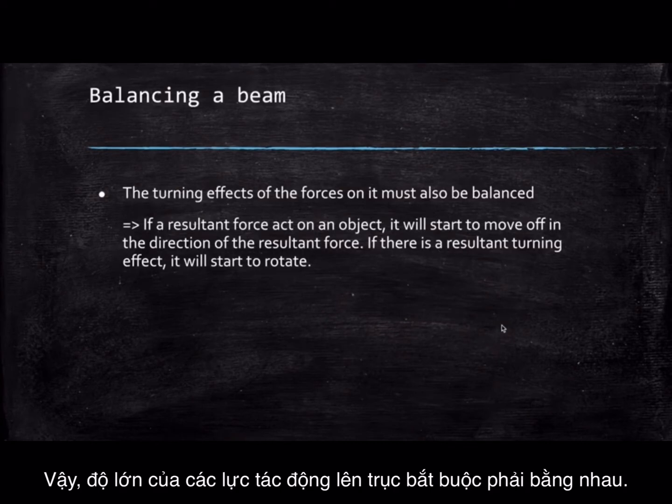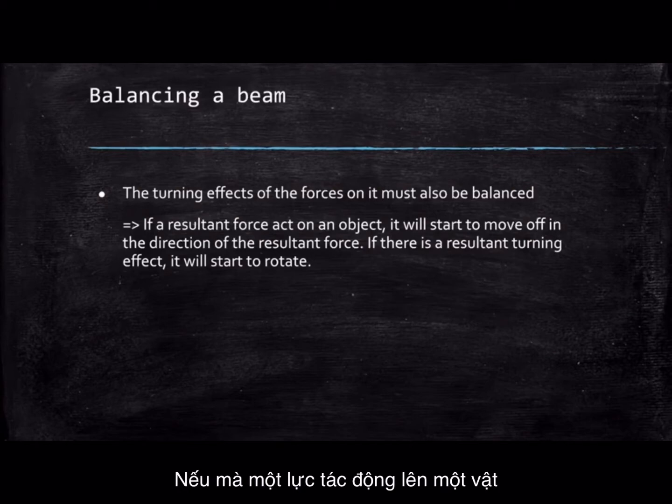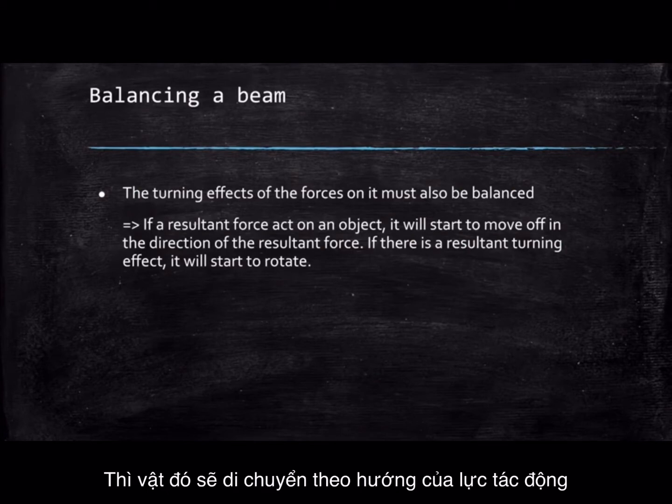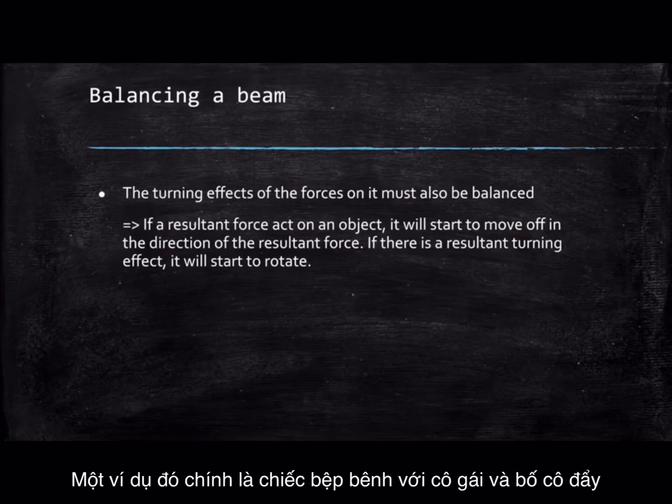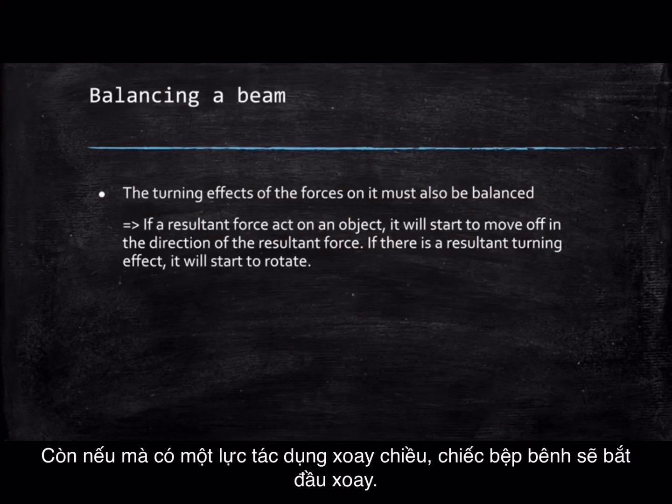So, the turning effect of the force on it must also be balanced. From this we get: if a resultant force acts on an object, it will start to move off in the direction of that resultant force. One example is the girl and the father pushing. If there is a resultant turning effect, it will start to rotate.